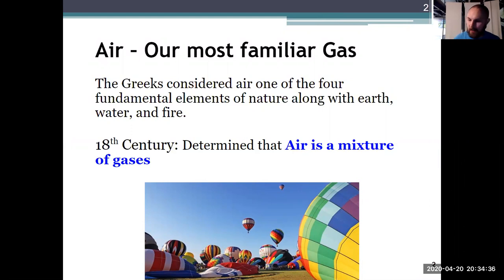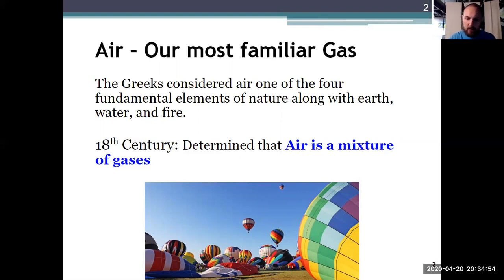But what exactly is air? If you've never pondered that question, it wasn't until the 18th century that we determined that the air we breathe is actually a mixture of gases. And maybe you're familiar with that fact: largely nitrogen, and then oxygen is the second largest component.